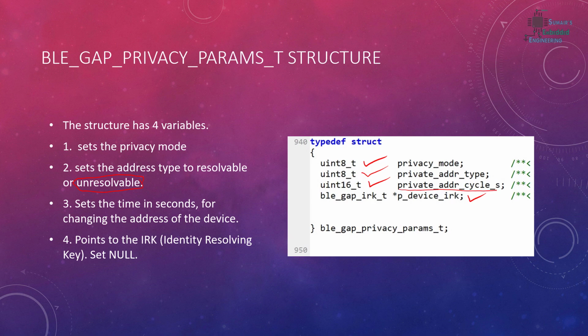We can set it to 10 seconds or 20 or 30, whatever time is suitable for our application. And the last one, as I have already mentioned, the IRK, identity resolving key, will not be set in this case because we are using a non-resolvable private address. Now guys, these are the basics of non-resolvable private address, and now we are going to see how we can program this. So let's jump into the programming, and let's create a new project for that.